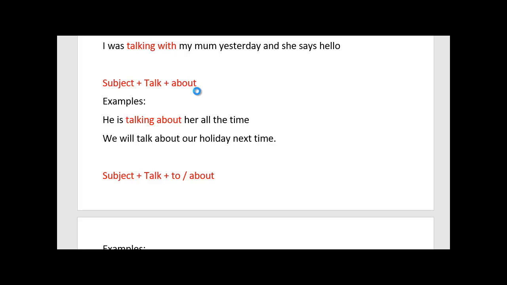Because it's talking about something, okay? Subject plus talk plus about. We also use about with talk, okay? He's talking about her all the time. We will talk about our holiday next time. This is another example. Okay, is talking, as we said, is present continuous, and will talk is future.